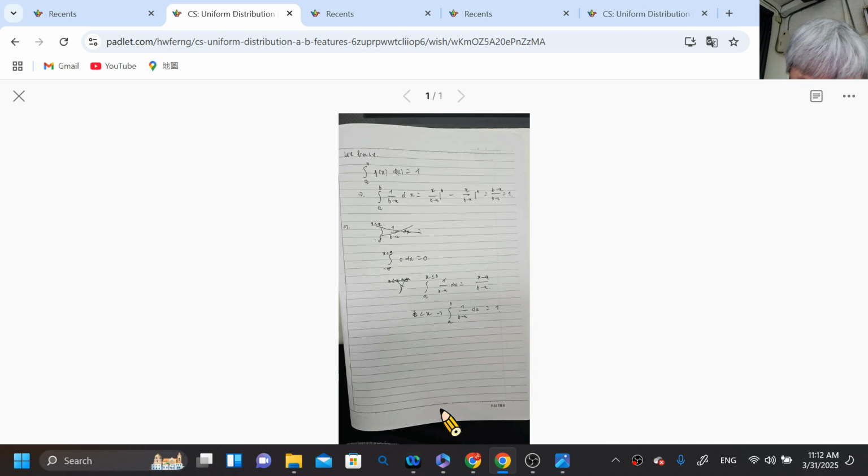Calculate the integral of 1 over B minus A from A to x, for x less than B. We have x minus A over B minus A.